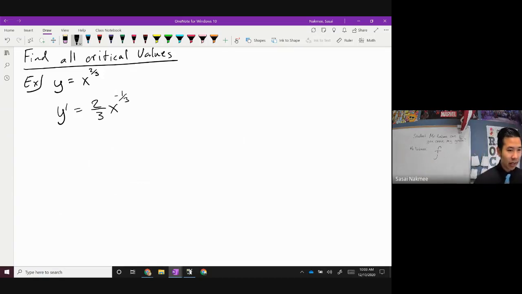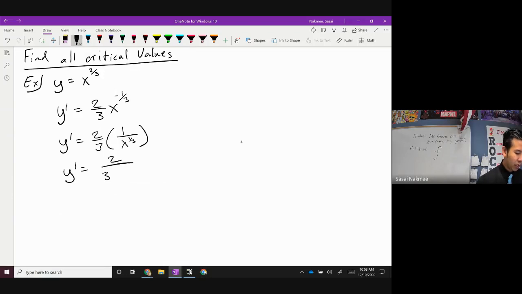If you want to simplify it out, we could write this as y prime is equal to 2/3 times 1 over x to the 1/3. And x to the 1/3 is just the cube root of whatever's in there. So I have here y prime is equal to 2 over 3 times the cube root of x. There we go. To find your critical value, we just set this thing equal to 0.